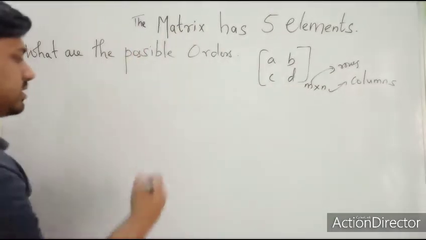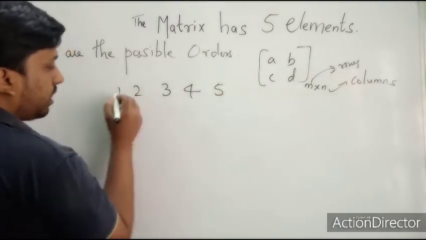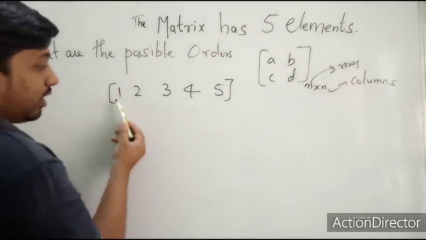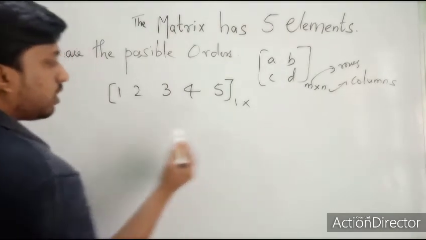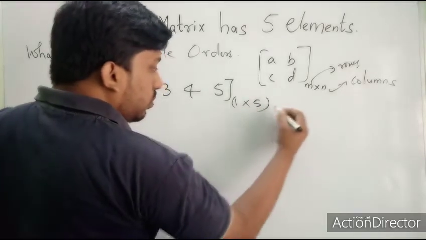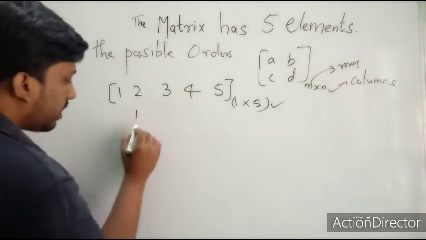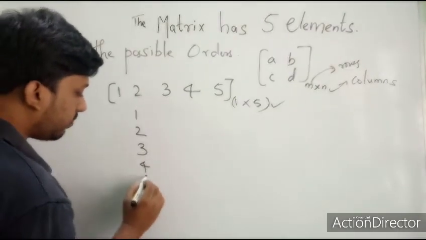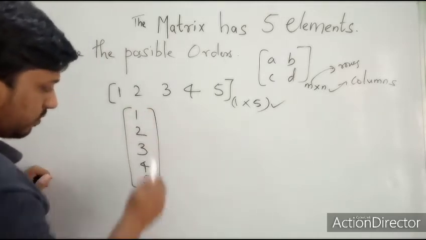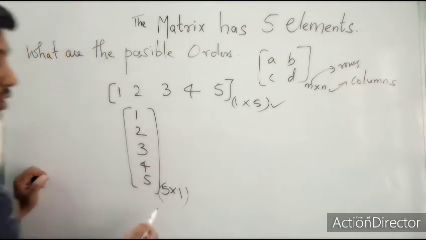Let me write some 5 elements. So let me take some 1, 2, 3, 4, 5 elements, right? Can I write this as a matrix? Yes. So how many rows are there? 1 row cross, how many columns are there? 1, 2, 3, 4, 5 columns. So one possible order is 1 cross 5. Another thing, you can take 1, 2, 3, 4, 5, any elements you can take for that matter. So here we have 5 rows and 1 column. So this is one order possible.